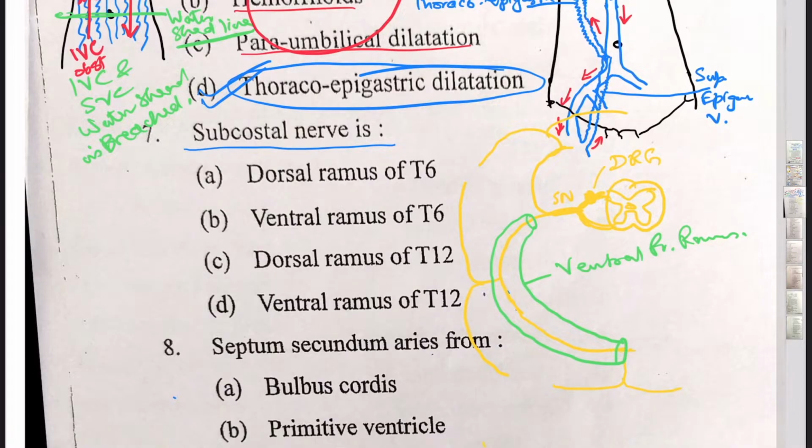When we talk about the subcostal nerve, intercostal means between the ribs, and you know that the T12 nerve will have no rib below it, as you don't have 13 ribs. So this 12th thoracic nerve is called the subcostal nerve. So remember, your answer here should be the ventral ramus of T12.